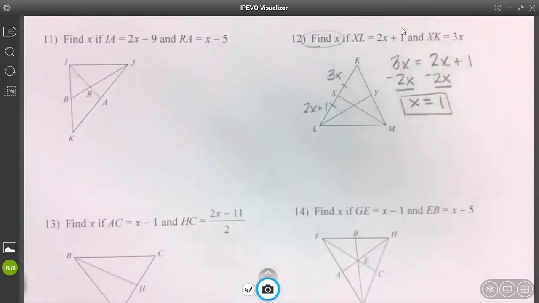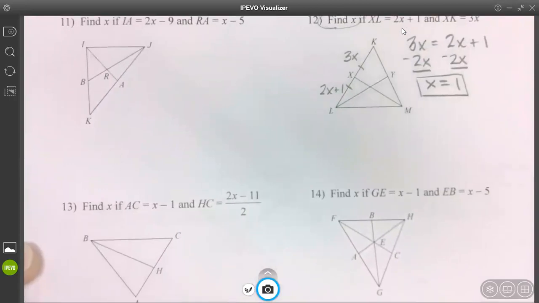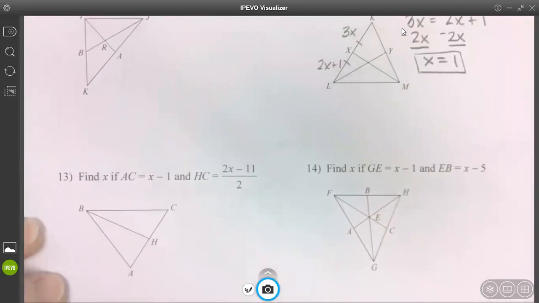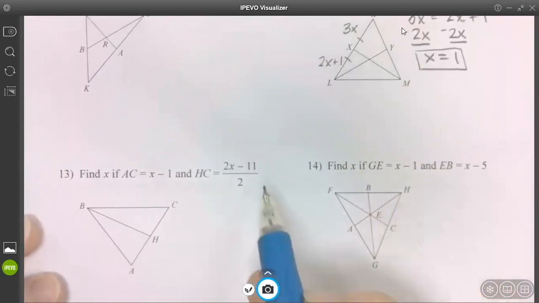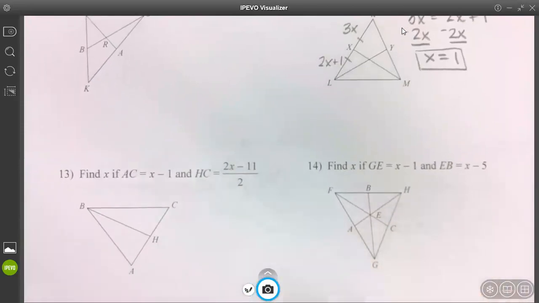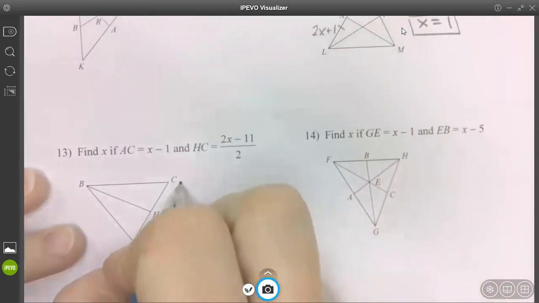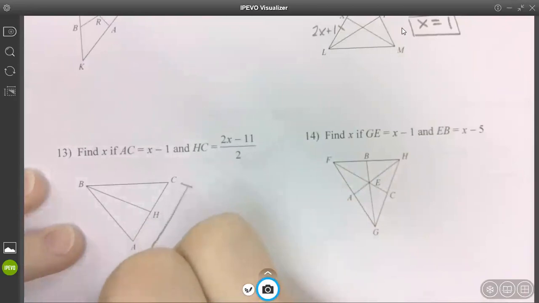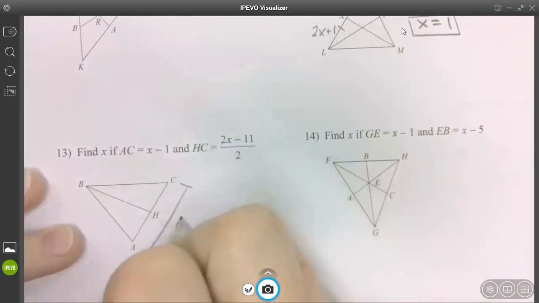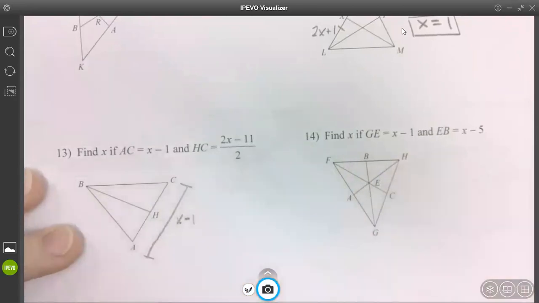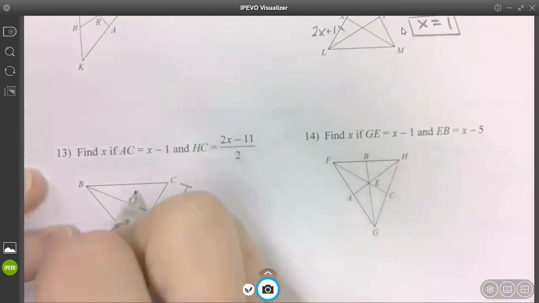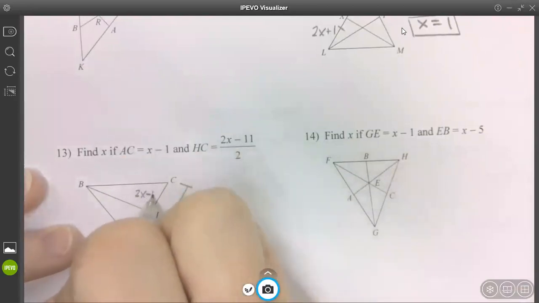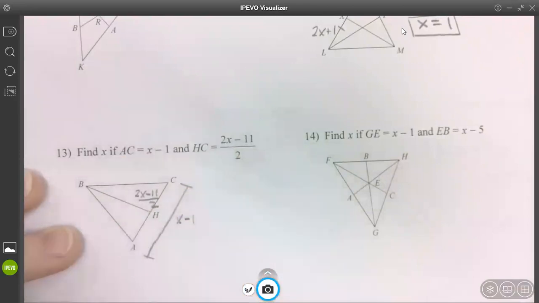We're going to do 13 and then we'll skip 14 again. They're working with the inside, so I want to do all those at the same time. So we're going to go to 13. Now, don't get freaked out because you see fractions, you're working it the same way and it actually turns out pretty easy. It's not too bad. The full length, A to C, is x minus 1. HC is (2x minus 11) over 2.